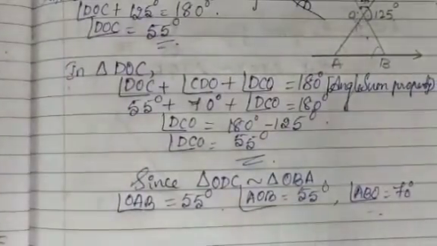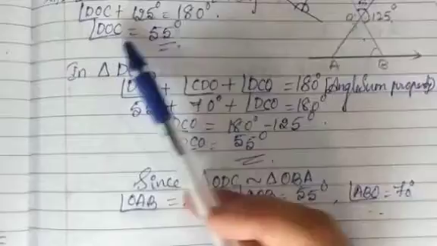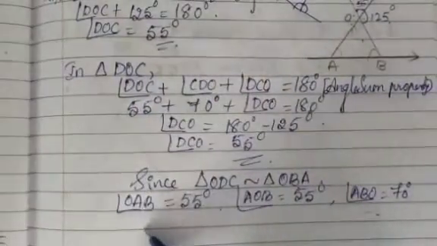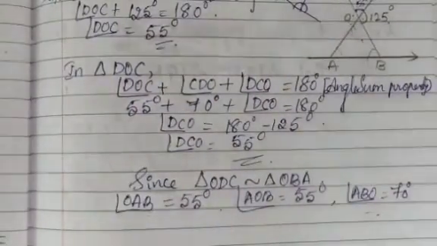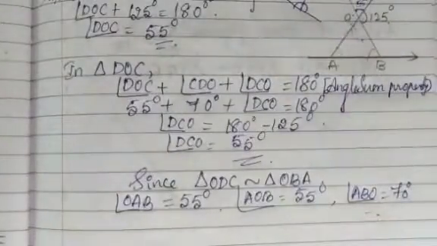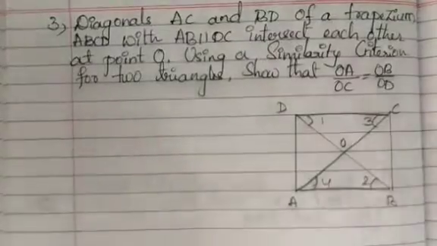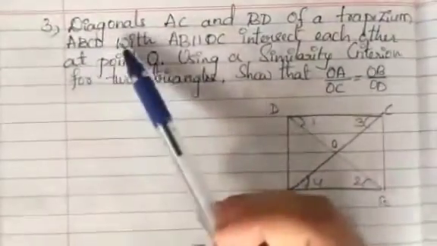So hence they have asked me to find angle DOC, angle DCO as well as angle OAB. So we have found all these three angles. Similar to that, let me consider the third question.